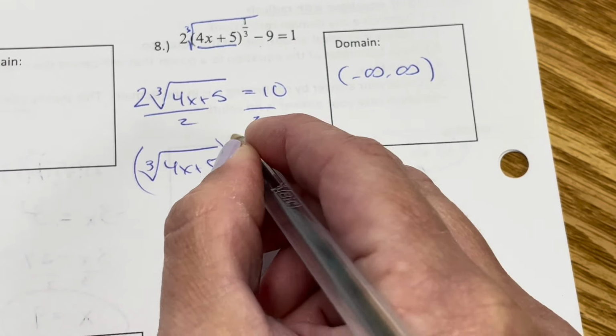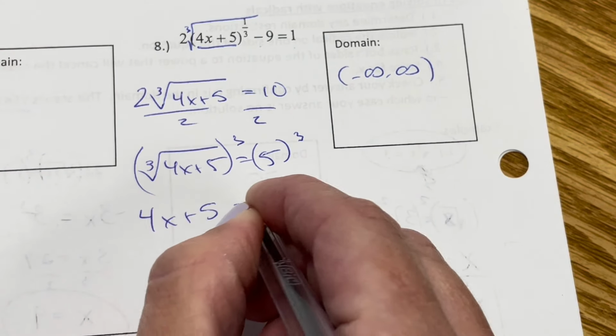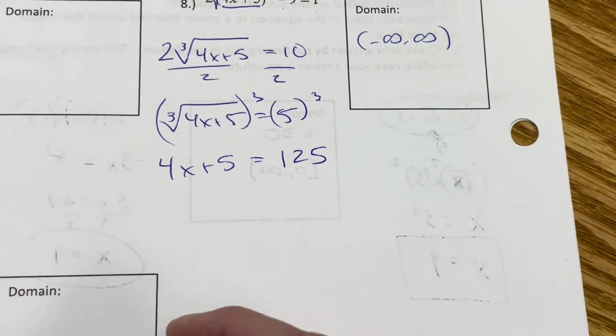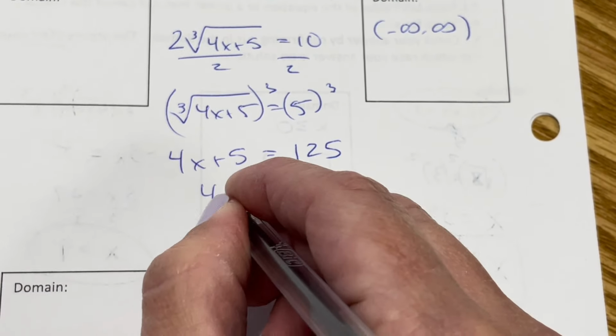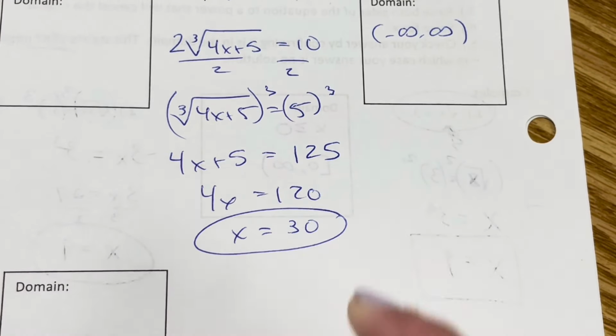Now go ahead and raise both sides to the third. So I have 4x plus 5 equals 5 to the third, which is 125. Now go ahead and solve the rest of it for x. So subtract 5, divide by 4, x equals 30.